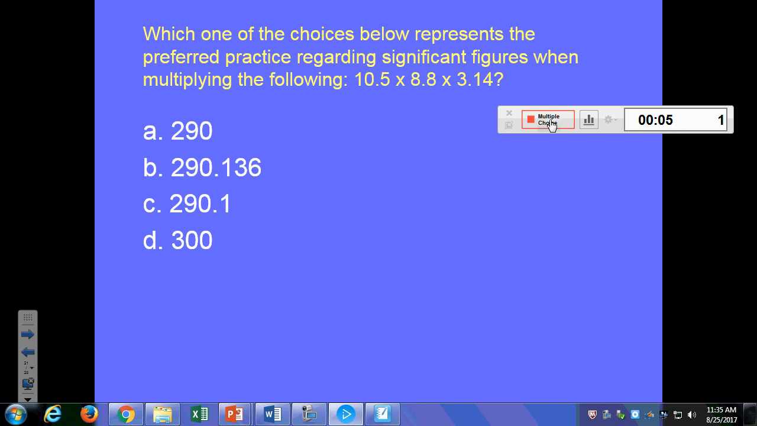90%. Which of these answers is correct as far as significant figures go? You multiply this out, you get 290.136. What's correct for sig figs? You will have a problem like this on your test for sig figs. Probably just one.